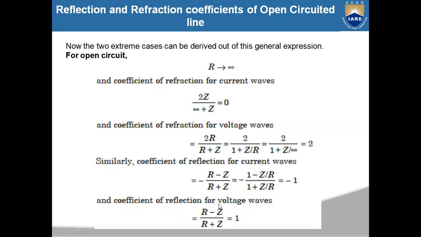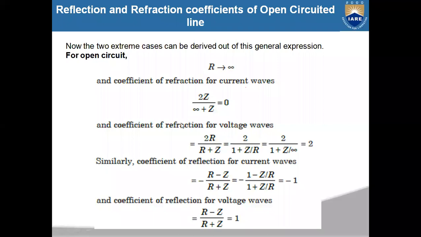So these are the reflection and refraction coefficients for a line which is open circuited. First we derived them for a line terminated with a resistance, then that resistance is replaced with infinity, infinite resistance, and then it becomes an open circuit. When R is equal to 0, it becomes a short circuit. For the open circuited case, the coefficient of refraction for the current wave is 0, and for the voltage wave is 2. Similarly, the coefficient of reflection for the current wave is -1, and for the voltage wave is +1.